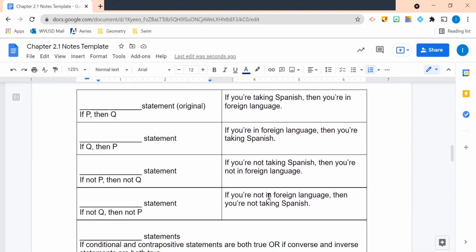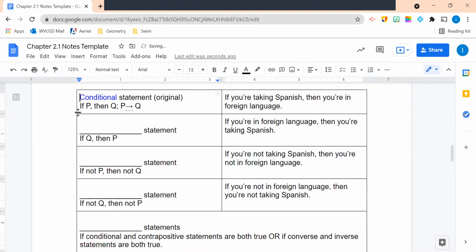All right, so we have a little chart here. We're going to talk about different types of statements. The original statement is going to be your conditional statement. So I'm going to rewrite that. If P, then Q. Another way you can write that is you can put P and Q. So an example would be if you're taking Spanish, then you're in foreign language.